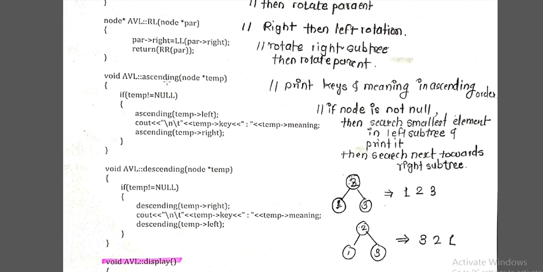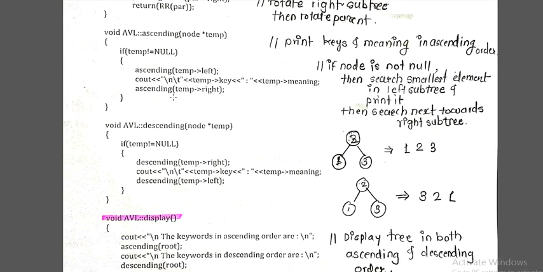Then next comes the order, ascending and descending order. If you want to print a node with its key and its meaning, then we have to use either ascending or descending order. In ascending order, we have to start from the minimum one. Where will we find the minimum element? On the left side, right? So here we have to apply the ascending function recursively on the left.